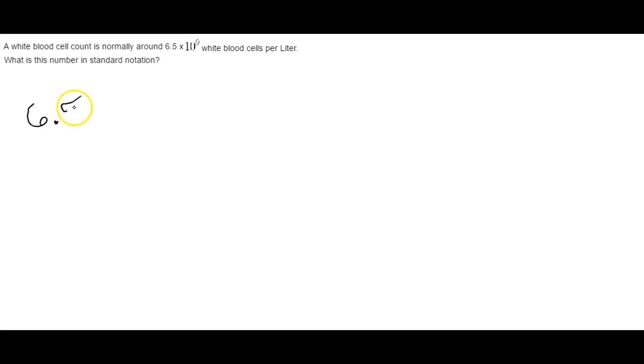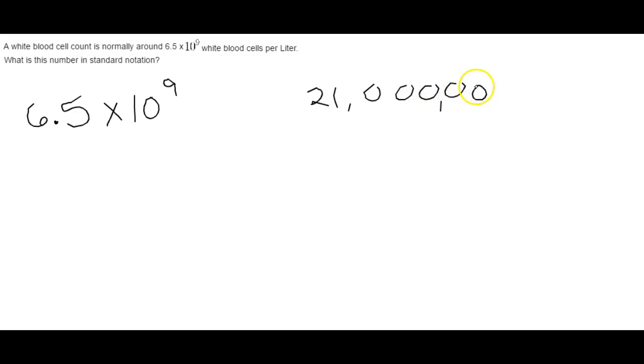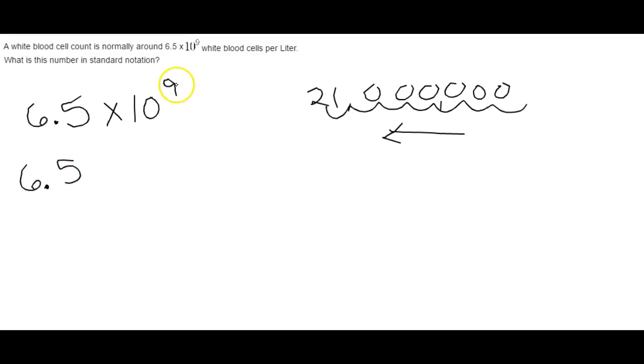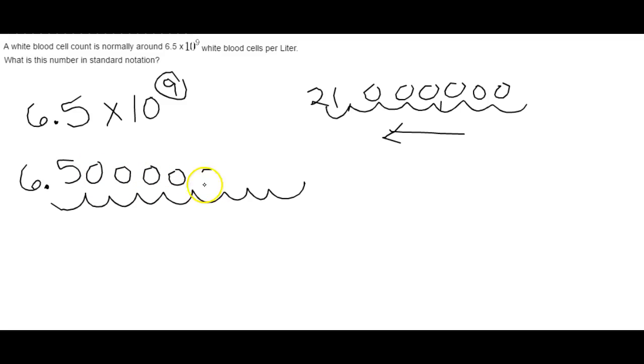So 6.5 times 10 to the 9th. So when we had our very, very large number, our 21 million, that was our approximation of it, we had to count to the left to get it into scientific notation. Well, to get it out of scientific notation, we just count to the right instead. So we originally start with 6.5, we're going to count 9 spaces to the right. 1, 2, 3, 4, 5, 6, 7, 8, 9. Now notice most of those spaces are not filled. If they're not already filled, we just replace those with zeros.